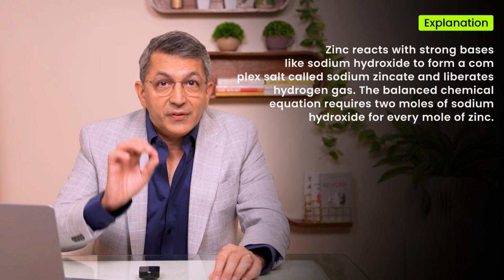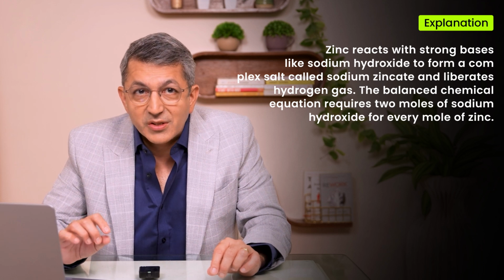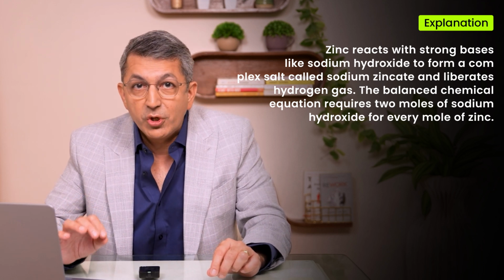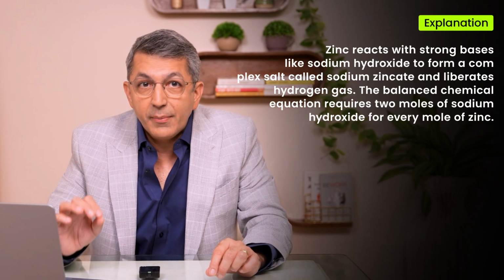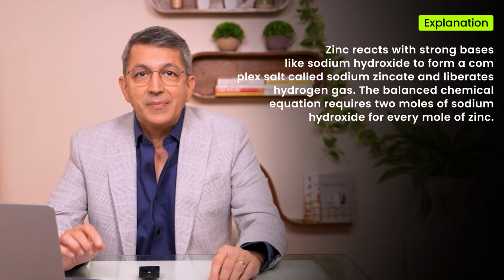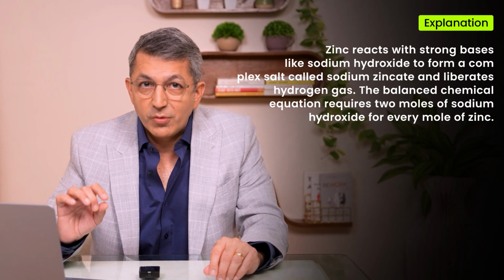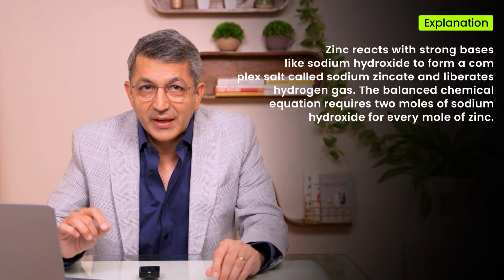Concept: reaction of metals with bases. Explanation: zinc reacts with strong bases like sodium hydroxide to form a complex salt called sodium zincate and liberates hydrogen gas. The balanced chemical equation requires 2 moles of sodium hydroxide for every mole of zinc. So the answer is B, 2NaOH plus Zn, which gives us Na2ZnO2 plus H2.